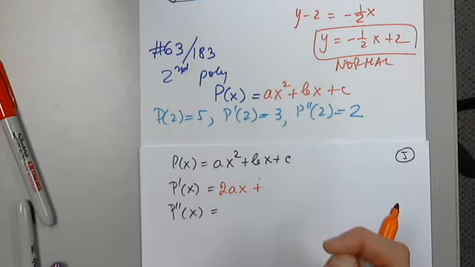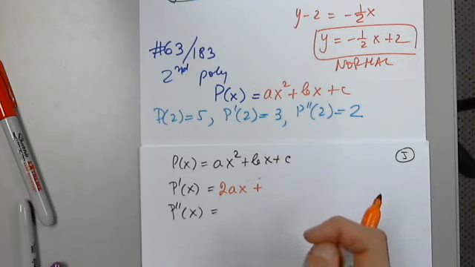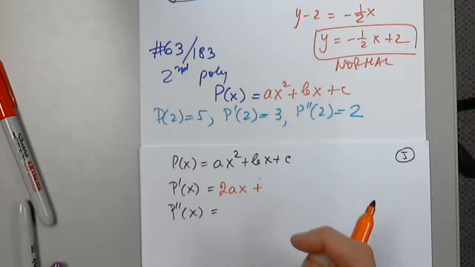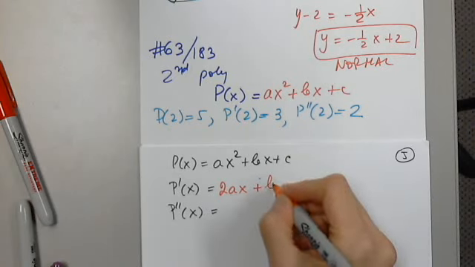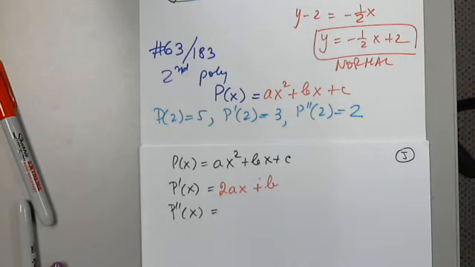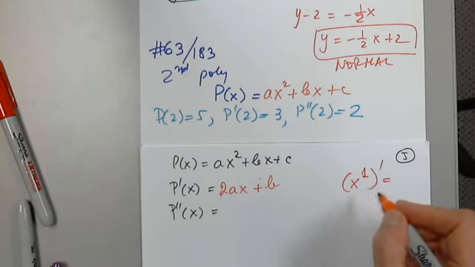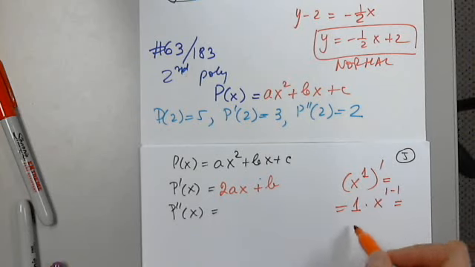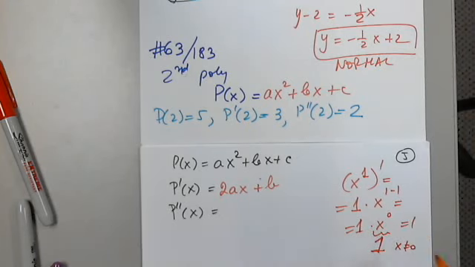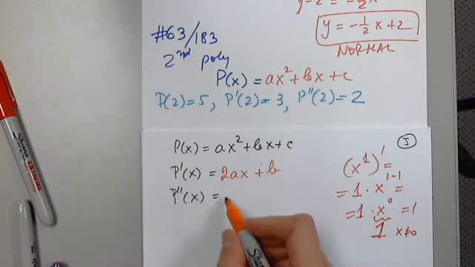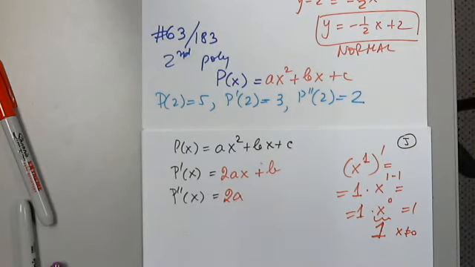I have to differentiate x. What is the derivative of x? What is the slope of a straight line x? 1. The slope of a horizontal line is 0. The slope of y equals x is 1. So it's plus b. You bring down the power and subtract 1 from the power. 1 minus 1 is 0. x to 0 is 1. So x to the first power, prime, is 1 times x to 1 minus 1, which is 1 times x to 0, which is 1, assuming that x is not 0. So that's why I get 1. Good. So what about the second derivative? P double prime. Very good. Perfect.